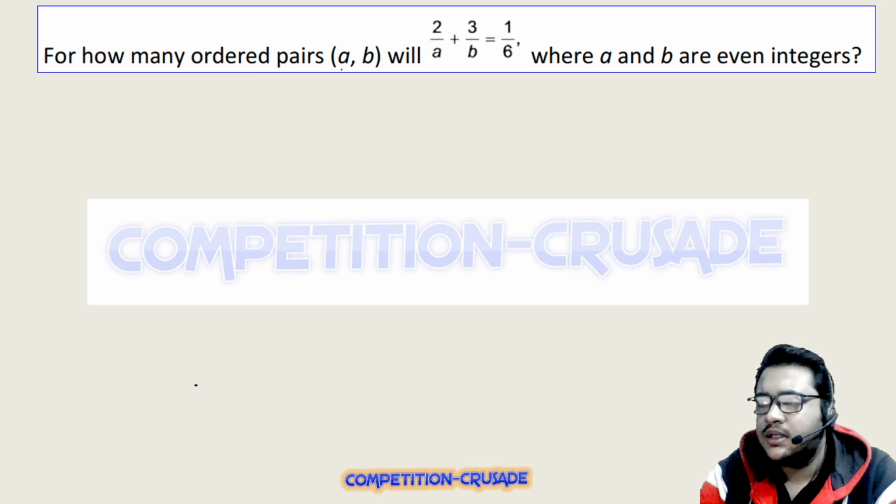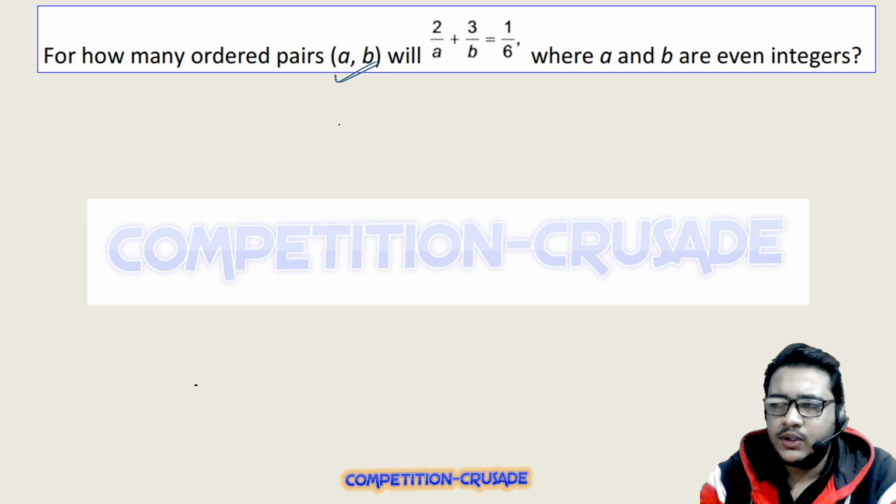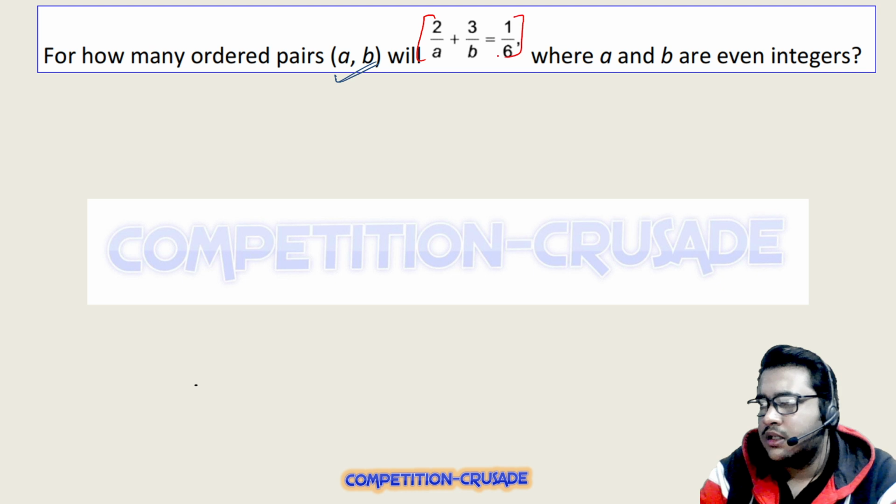How many ordered pairs A and B will satisfy this equation, where A and B are even integers? So A and B, basically we have to find the solution sets. Now I'll be totally surprised if you would not know how to solve this mentally. This is not very difficult.